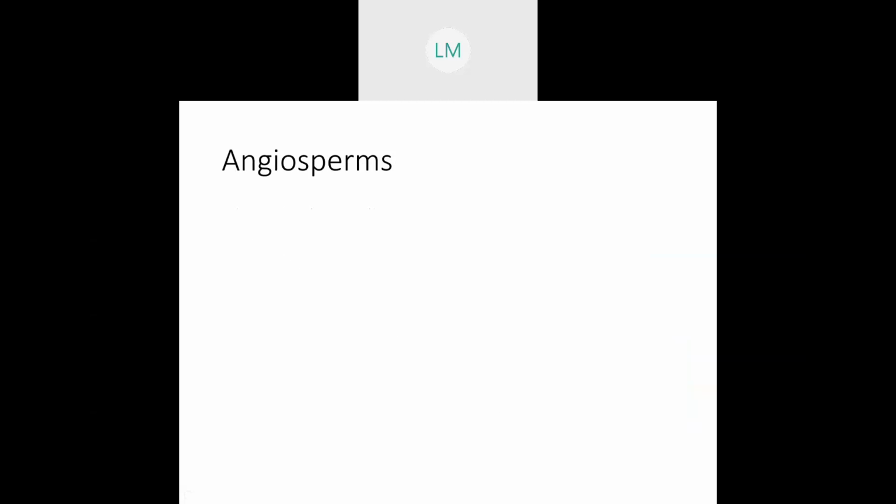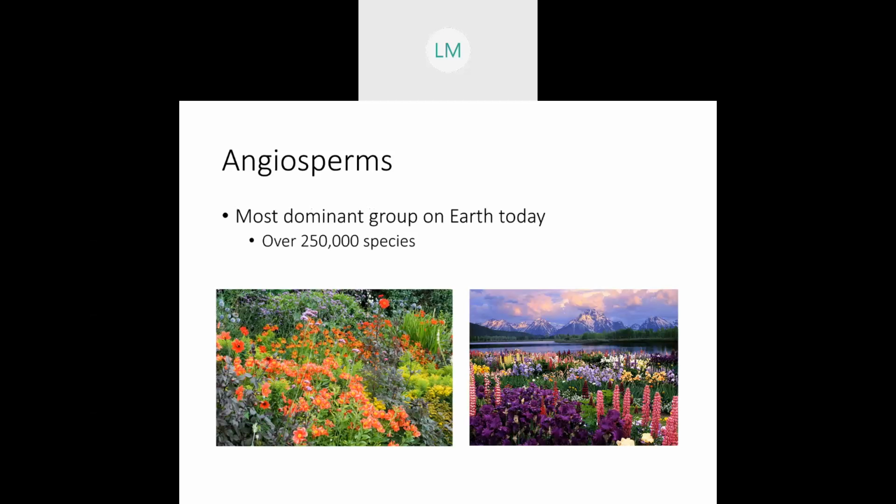Okay, so let's move on to angiosperms here. So we've talked about our gymnosperms. Now we're going to talk about our angiosperms. So we're still seed plants, right? We still have seeds and pollen and vascular tissue and all of those things we've talked about before. This is the most dominant group that we see on the planet.